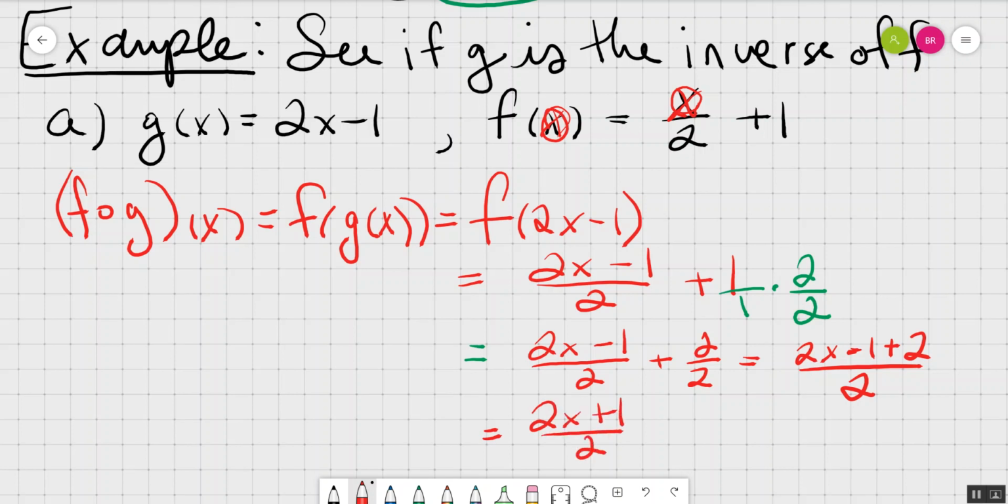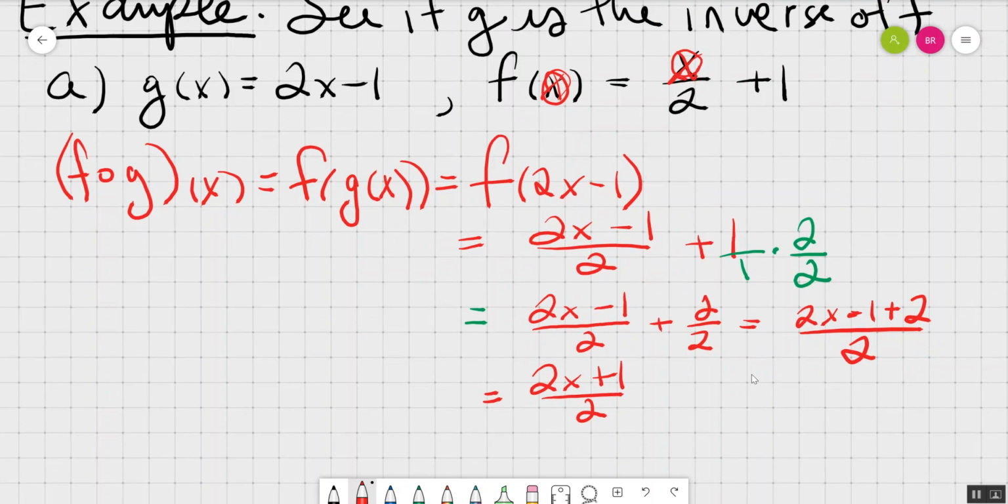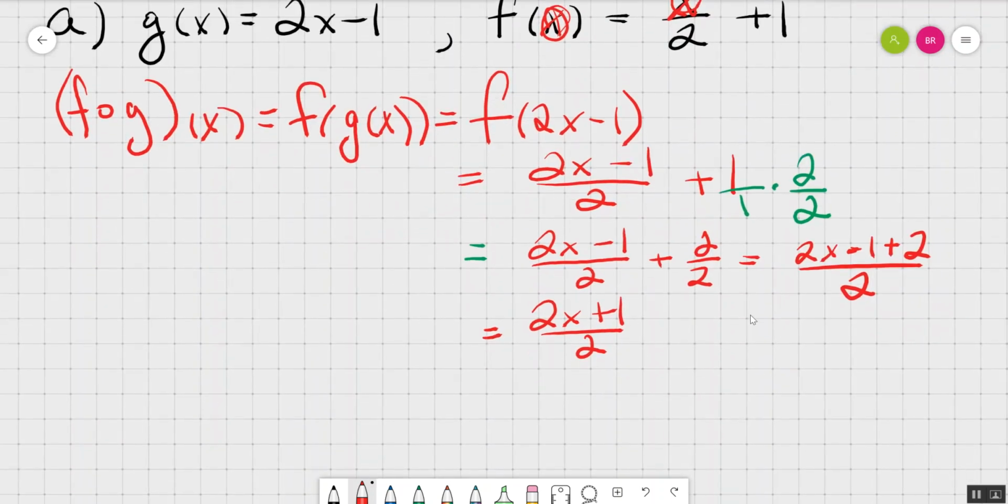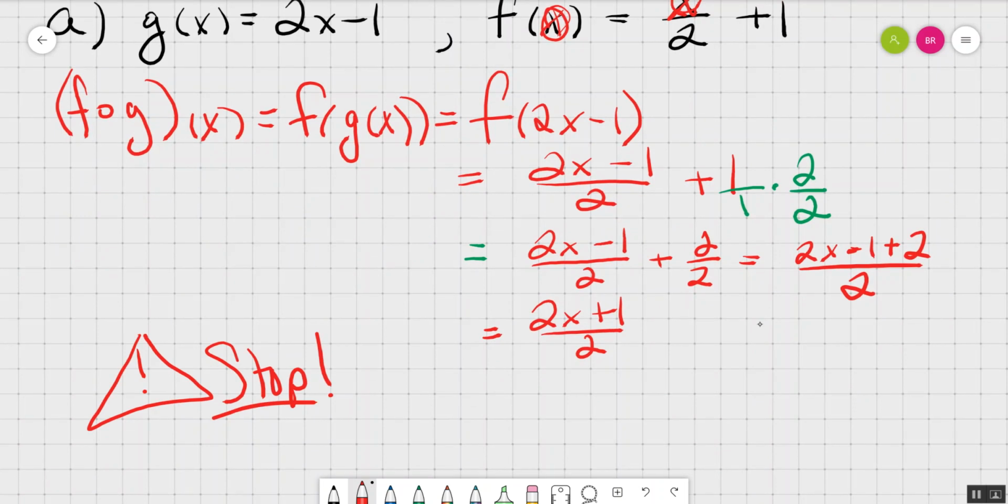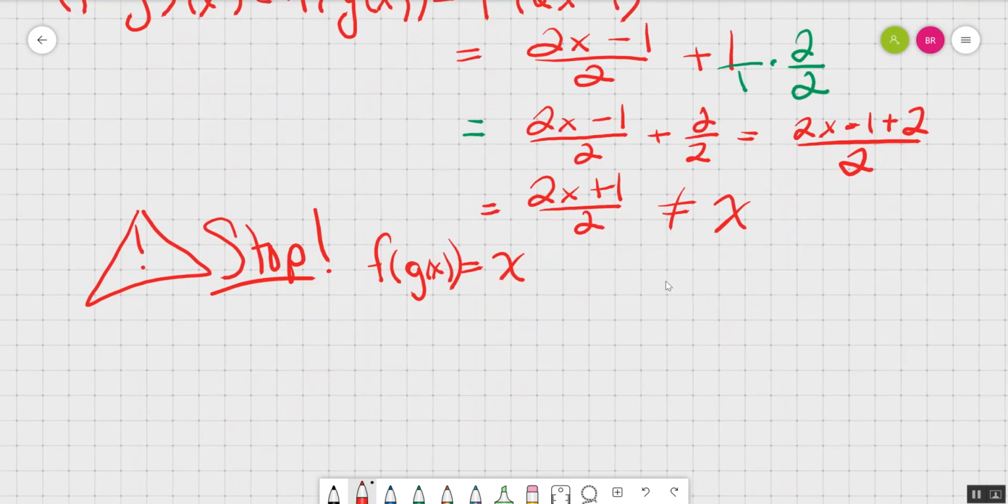This doesn't get any better. That's as simple as it gets. So immediately I can stop. I simplified and I did not get just x. So remember from the definition, when I do f compose g, I just better get x. Sorry, I wrote that wrong. It's f of g of x. I better get x, and I didn't, so this is not an inverse. So g is not an inverse of f.